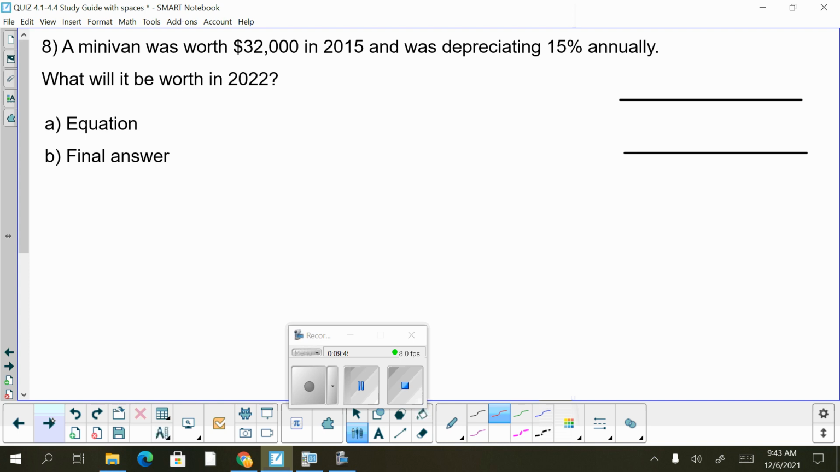A minivan, we're depreciating now. Let me give you the depreciation formula so you can remember. It's starting point, and then 1 minus the rate of depreciation to the x power.